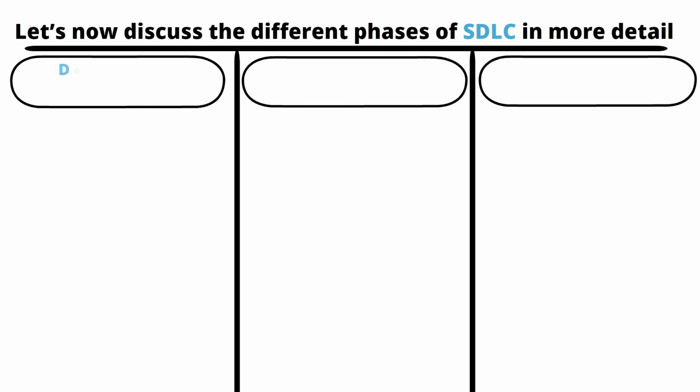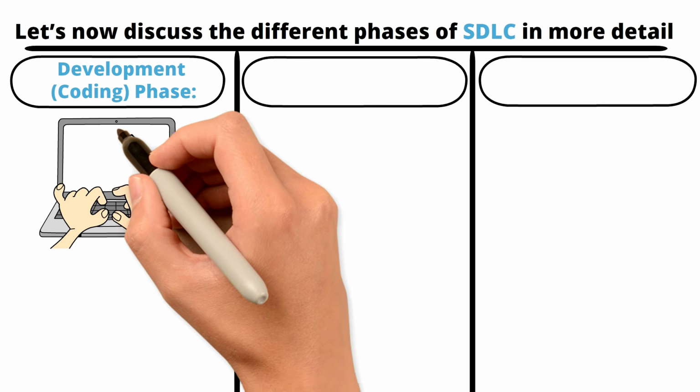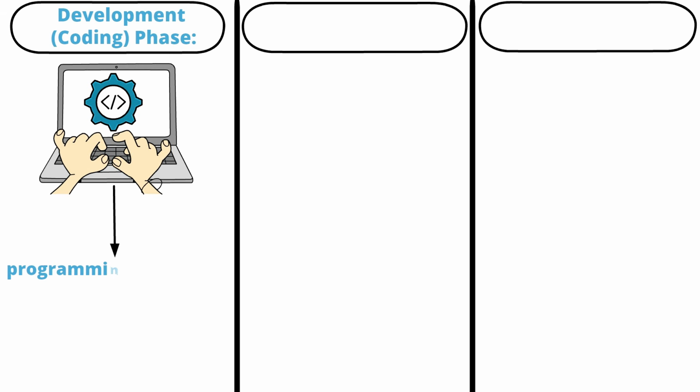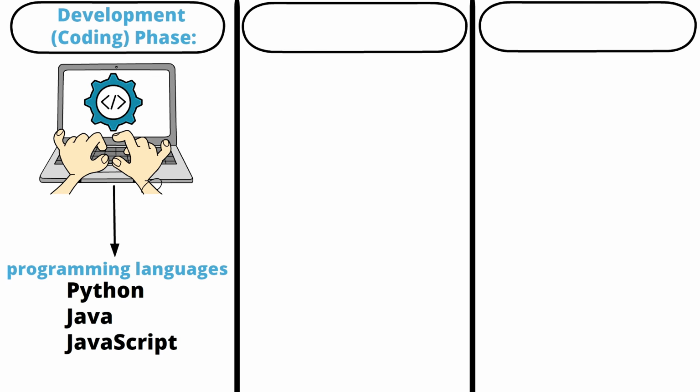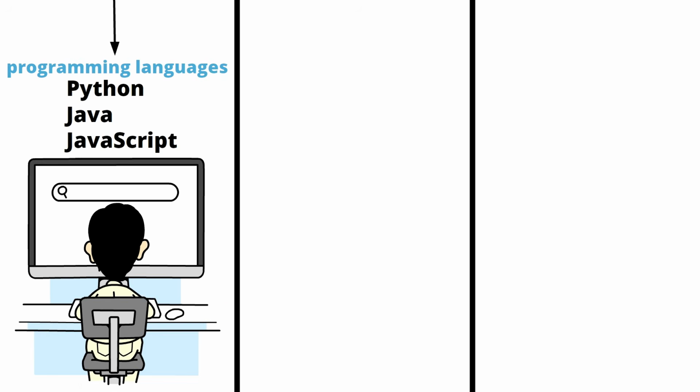4. Development or coding phase. This phase consists of the actual coding. Actual coding is done in this phase based on the design. Actual coding involves programming languages like Python, Java, JavaScript, etc. Actual work is done in this phase to develop a product that can work.